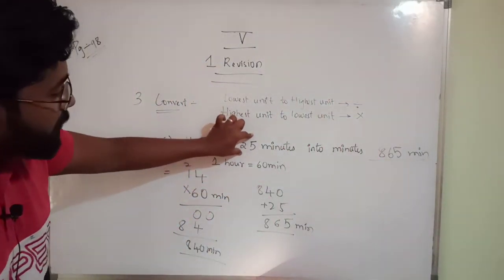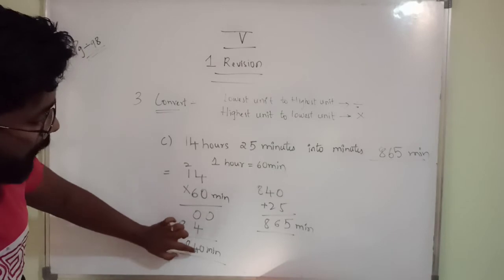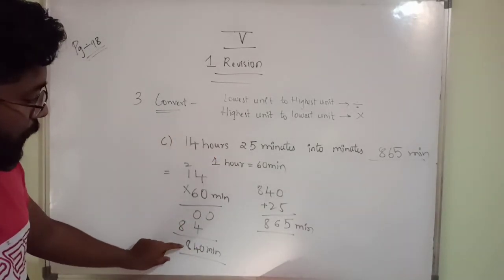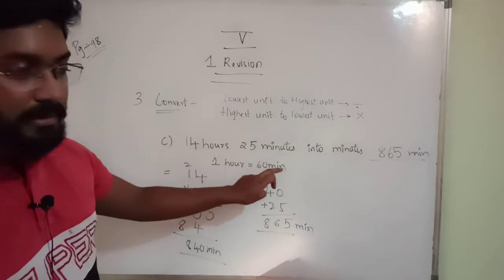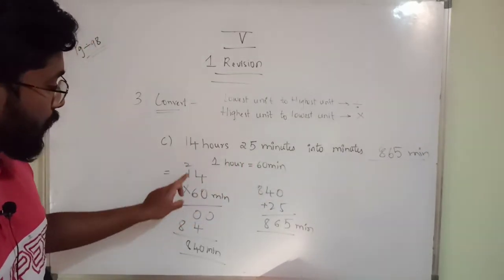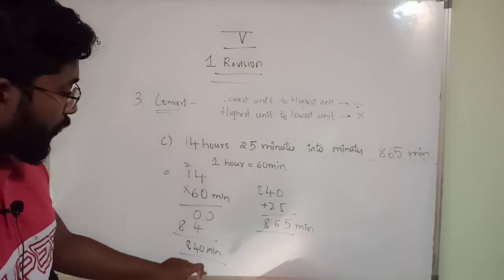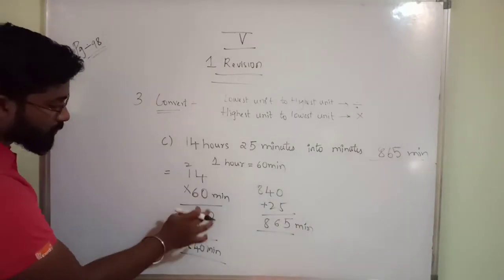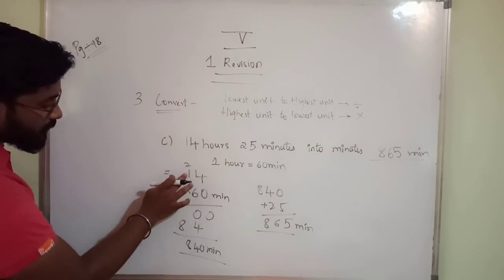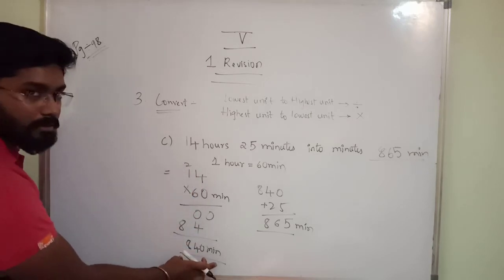These are in minutes, no? 840 minutes. We have converted 14 hours into minutes. So 1 hour is equal to 60 minutes, no? So you have to multiply 60 minutes into 14. You got 840. So see here, 0 into 4 is 0, 0 into 1 is 0, 6 4s are 24, 6 1s are 6, 7 8, 840 minutes you got.